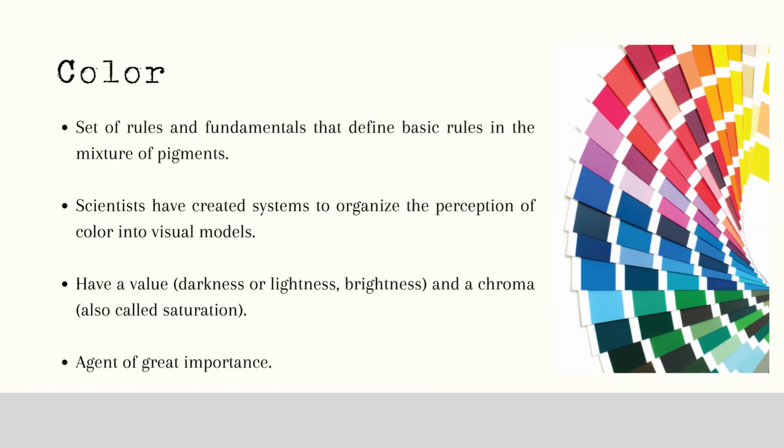Color is a set of rules and fundamentals that define basic rules in a mixture of pigments in order to imitate the existing colors in the real world. Throughout history, you can see how artists and scientists have created systems to organize the perception of color into visual models. A color model helps the designer to see these relationships when planning their ideas. Different hues or different wavelengths of light have a value, darkness or lightness, and a chroma, also called saturation. So color is an agent of great importance and artists must pay attention to it.